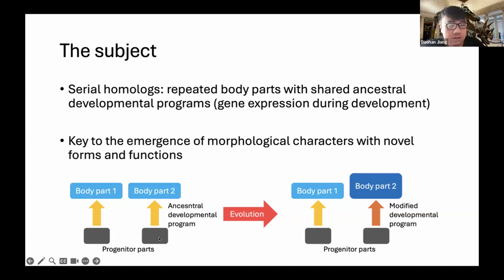Here's a schematic illustration. So you have some developmental program repeatedly executed during development, resulting in these repeated parts. But then during evolution, this ancestral developmental program may be modified such that the same part will develop into different forms. Serial homologs are important because they are the basis for a lot of evolutionary novelties, for morphological characters with novel forms and functions.